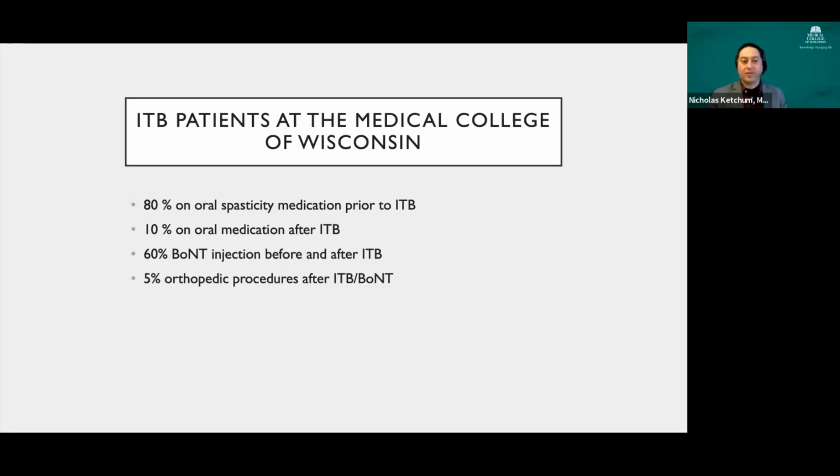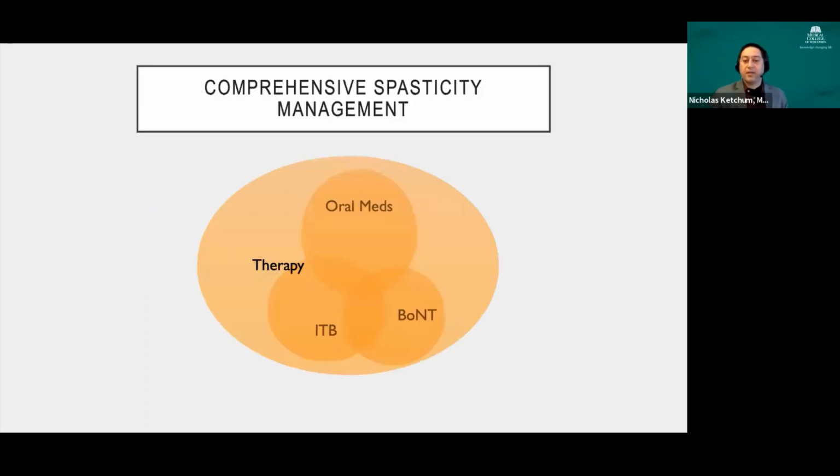About 5% of our patients undergo orthopedic procedures after their spasticity is controlled. And actually, we've gotten referrals saying we need to implant a pump in somebody before they could be eligible for this surgery. In comprehensive management, everybody gets therapy. Then some people get ITB, some get neurotoxin, some are on oral meds, some are on all three. It's whatever's best for that particular patient.